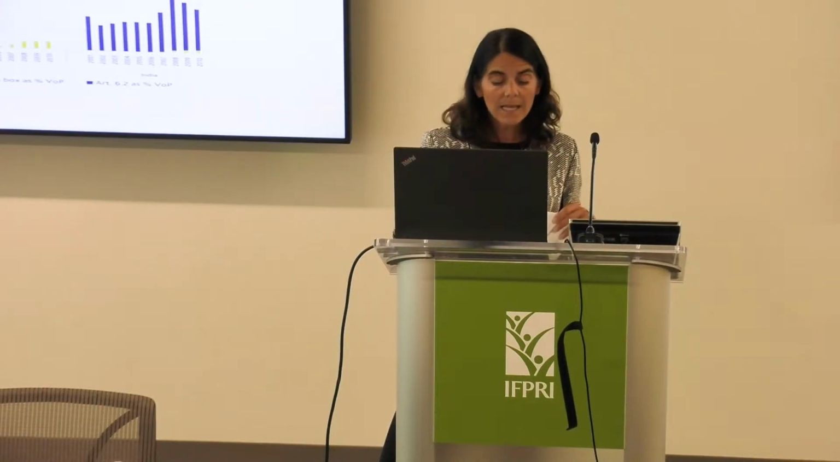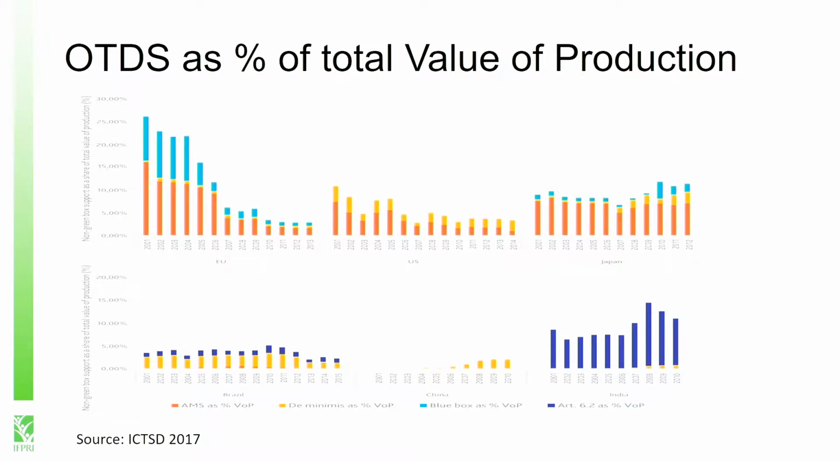If we see the same measurement, but now as a percentage of total value of production, we can see that it's kind of the same story, but the ranking of the countries changed a little bit. If we look at this, now Japan is the one that gives the most support with 11%, followed by the US and the European Union.